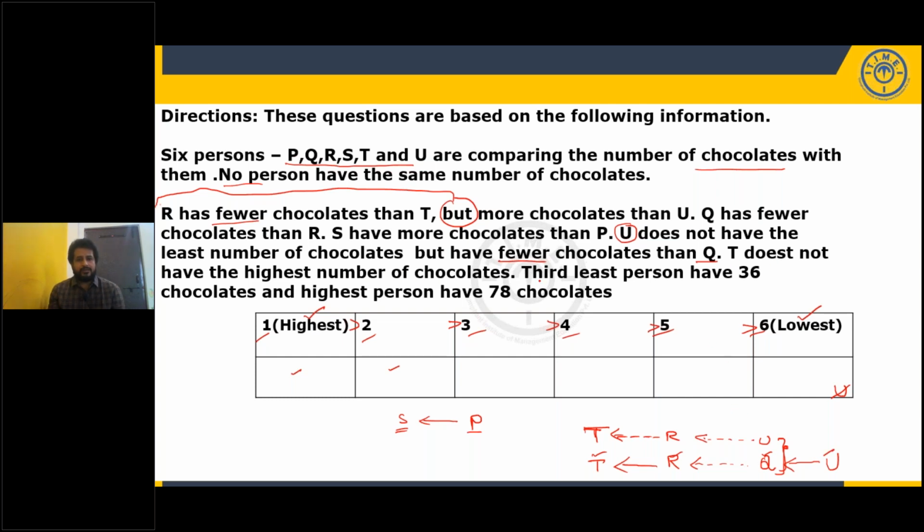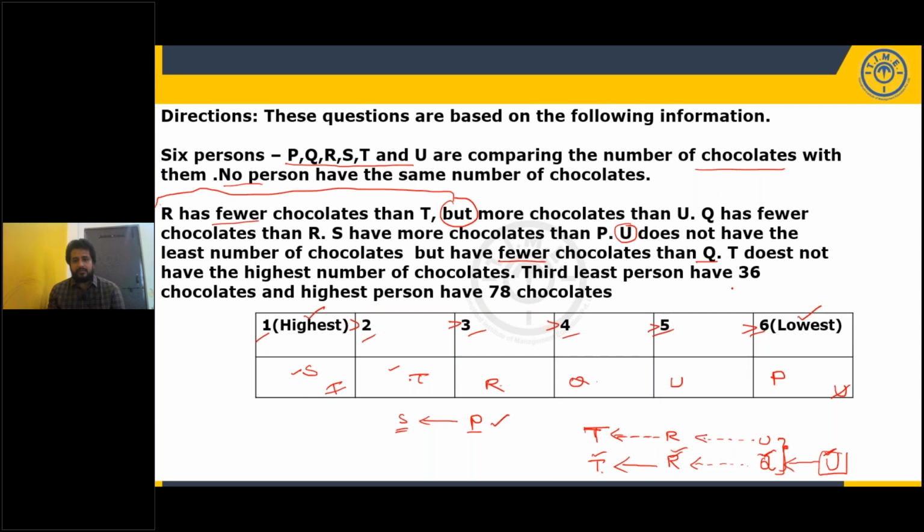T does not have the highest number of chocolates, so T cannot be here. After T we require a minimum of 3, and one among them should be U, and U should not be the lowest. So the only possibility is, we have only 4 positions for them and we have only 4 persons: T, R, Q, U. Earlier we had one statement, S having more than P. So we are left with only 2 positions, highest and lowest. So S will have the highest and P will have the lowest.